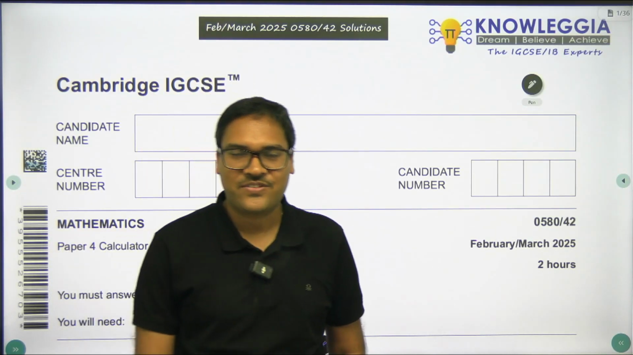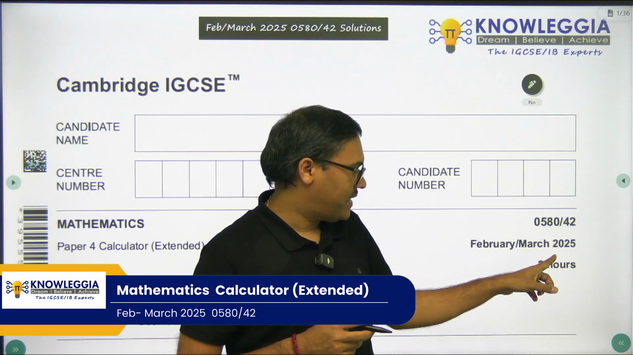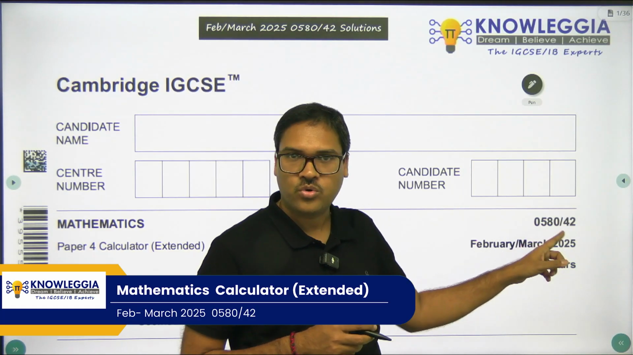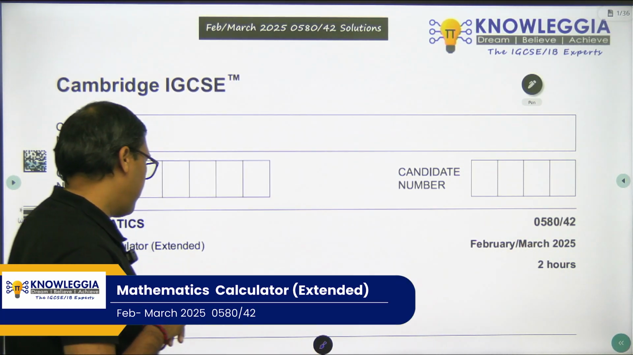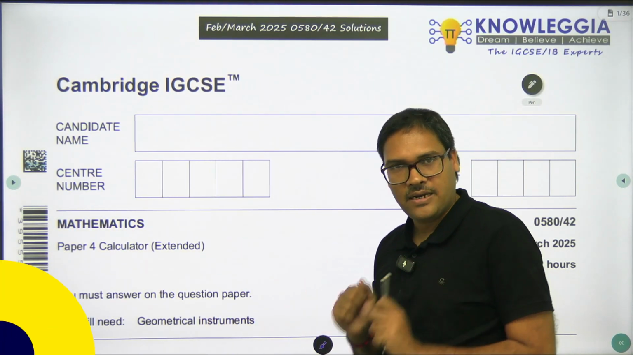Hello everyone. So in this video, we are discussing the solutions of paper Feb-March series 2025, question paper 4.2, code 4.2. This is the calculator paper. So the questions you can use a calculator for solving.